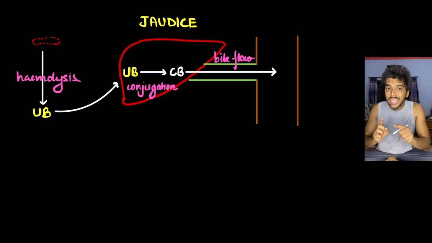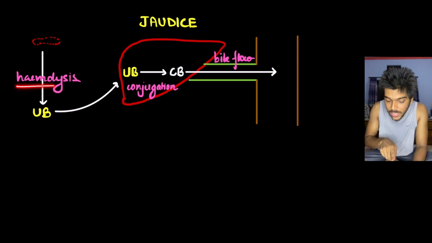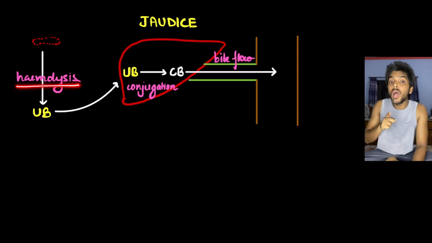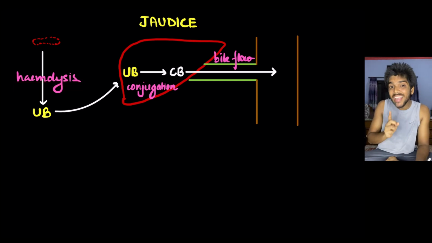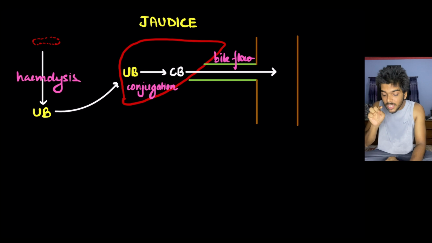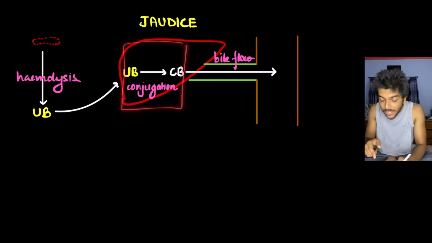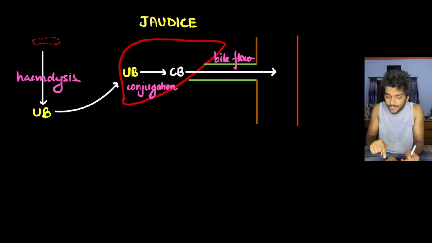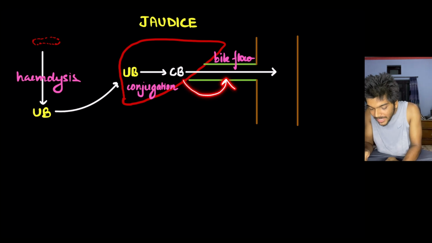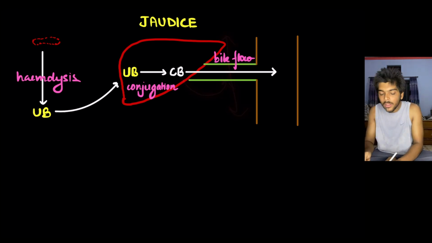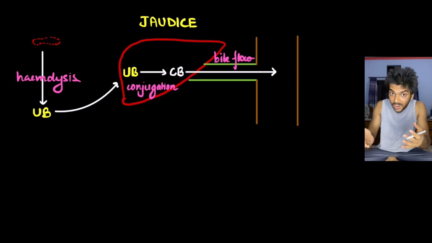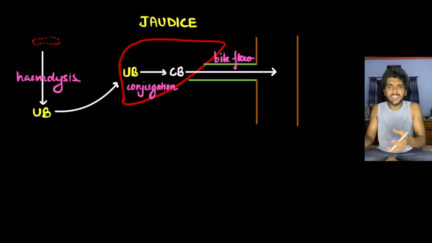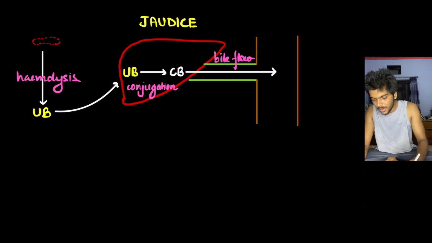Okay, so if a pathological defect occurs before the liver, in the process of hemolysis, it leads to pre-hepatic jaundice. If pathology or defect occurs within the liver, then that is hepatic jaundice. If pathology occurs after the liver, in bile flow, then that is post-hepatic jaundice. Simple.